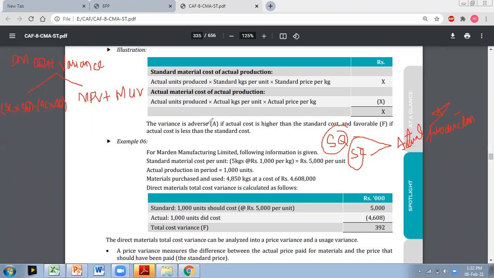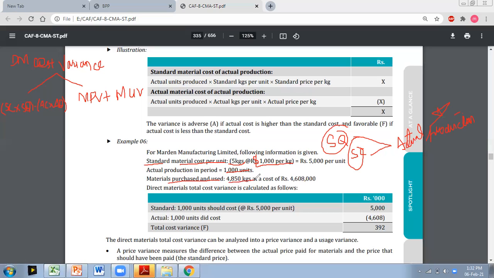Now, let's read out the question first. For Marden Manufacturing Limited, following information is given. Standard material cost per unit, right? This is the standard data. 5 kgs are used per unit at the rate 1000 rupees per kg. Now this is in rupees, you have to bear with it, okay? Consider it as dollar. I've taken the question from somewhere else, right? Actual production in units in the period was 1000 units. Material purchased and used. Now look here, the material purchased and used are same, right?